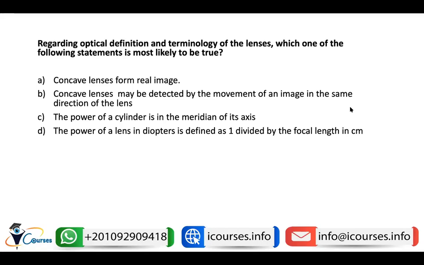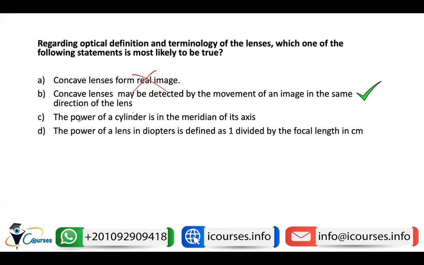So don't confuse lenses and mirrors, one of the common mistakes in these types of questions. Focus on what the question is asking for. It's asking about lenses, not mirrors. A concave mirror can cause a real image, but concave lenses cause a virtual image. So this is wrong. A concave lens may be detected by moving an image in the same direction as the lens. This will be the true answer.